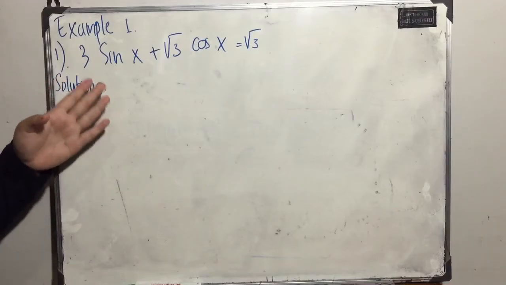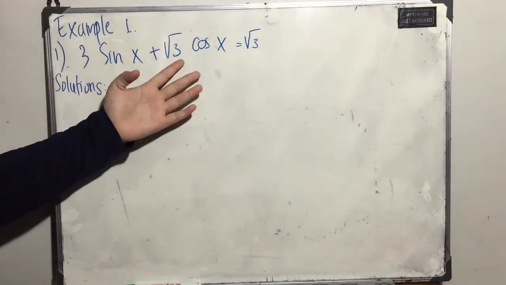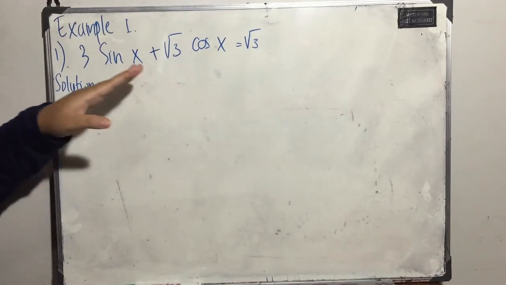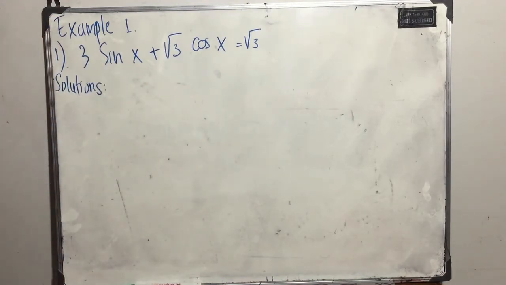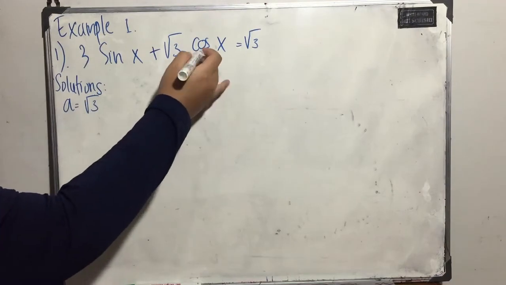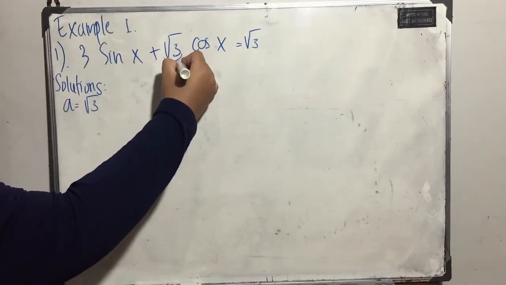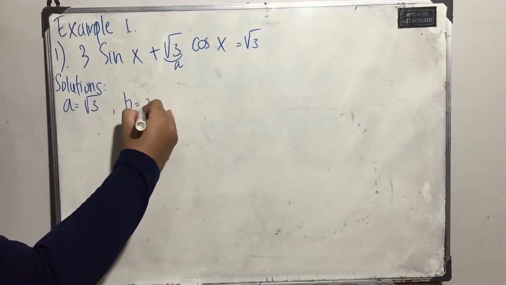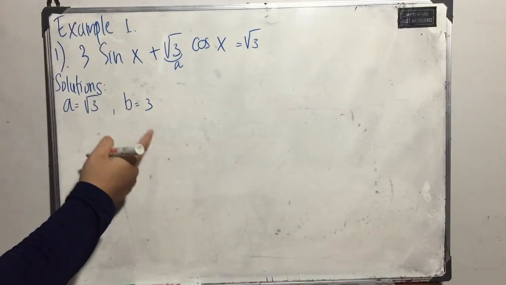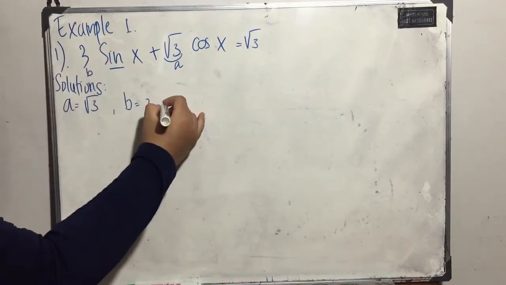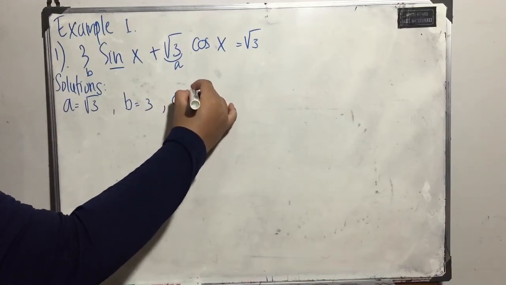From here the equation is 3 sine x plus square root of 3 cosine x equals square root of 3. Now we need to define what a is, what b is, and what c is. Okay, from here we have a equals square root of 3, because a is in front of the cosine. Now we find b is equal to 3, because b is in front of the sine. Okay, now we have c equal to square root of 3.